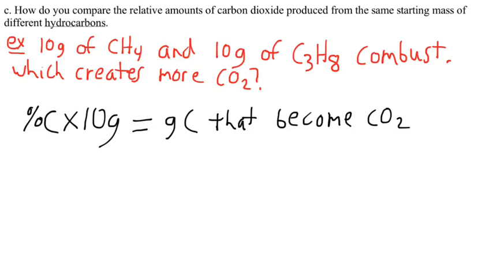So since we know how to do percents, we can look at these, and whichever one has a greater percent of carbon, since they're both 10 grams, they'll have a greater amount of grams that can then become CO2. So we don't actually have to calculate all the way. We can just kind of estimate.